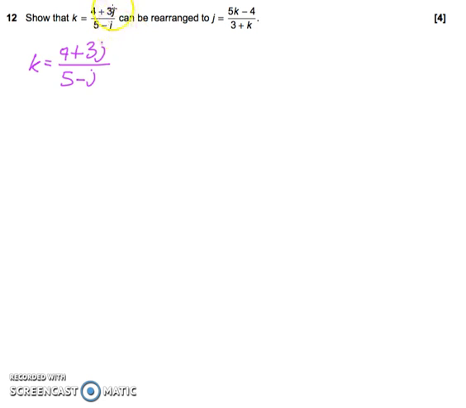The problem is I've got a j on the top of this fraction and a j on the bottom of this fraction. So I'm going to need j on its own in the end. That's what you can see here. So we're making j the subject of this formula.